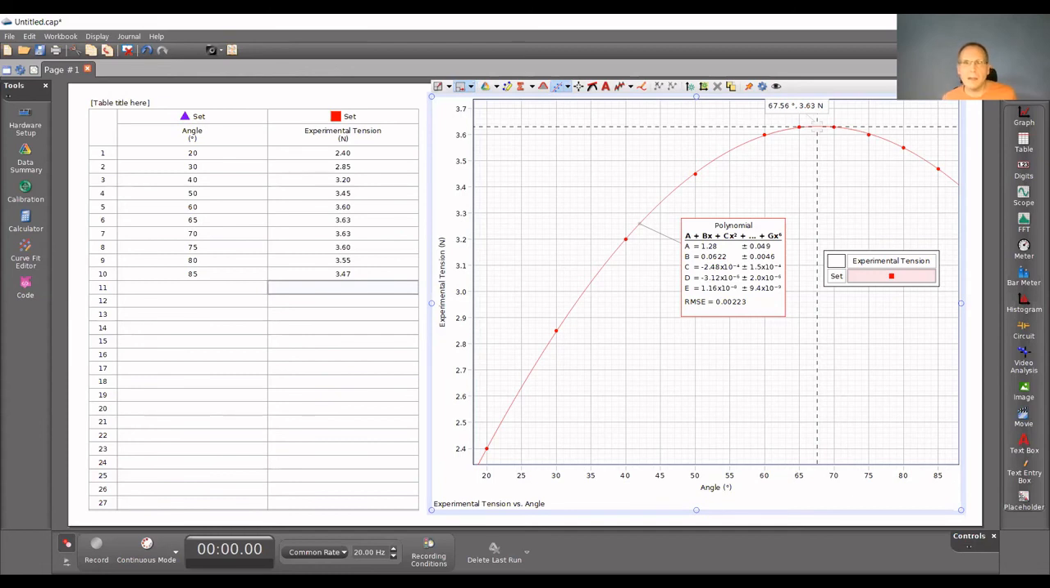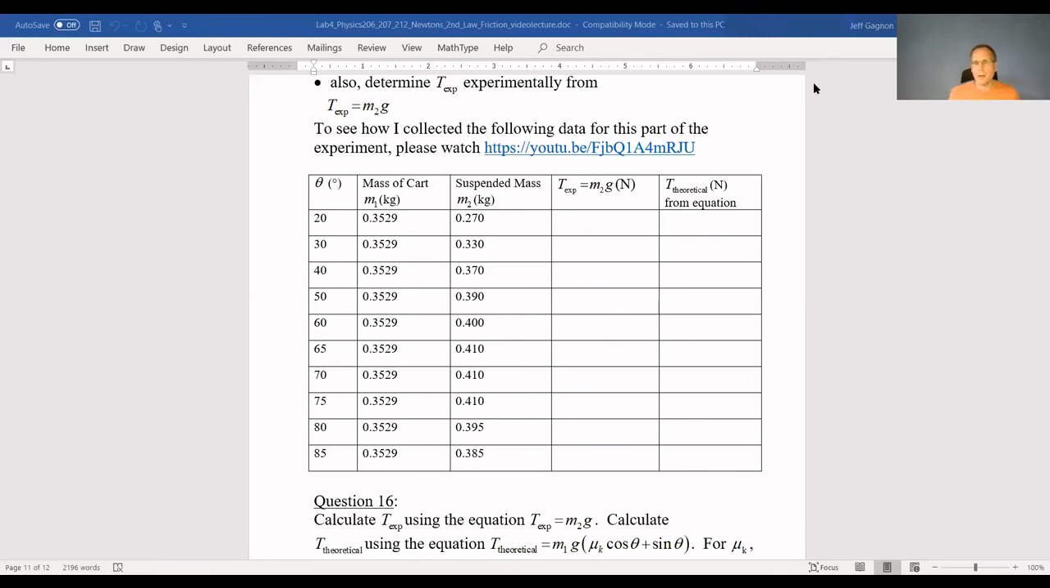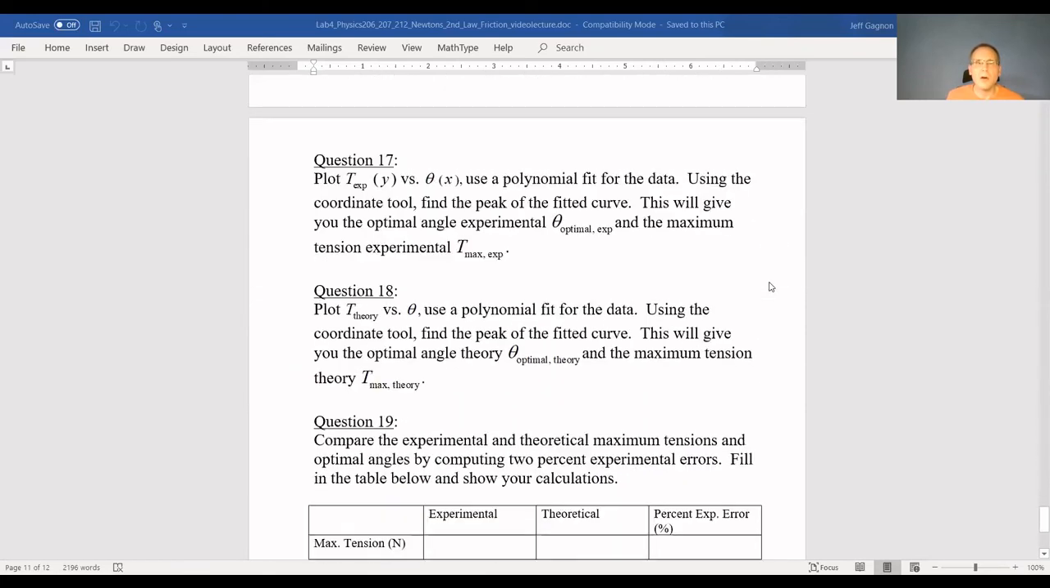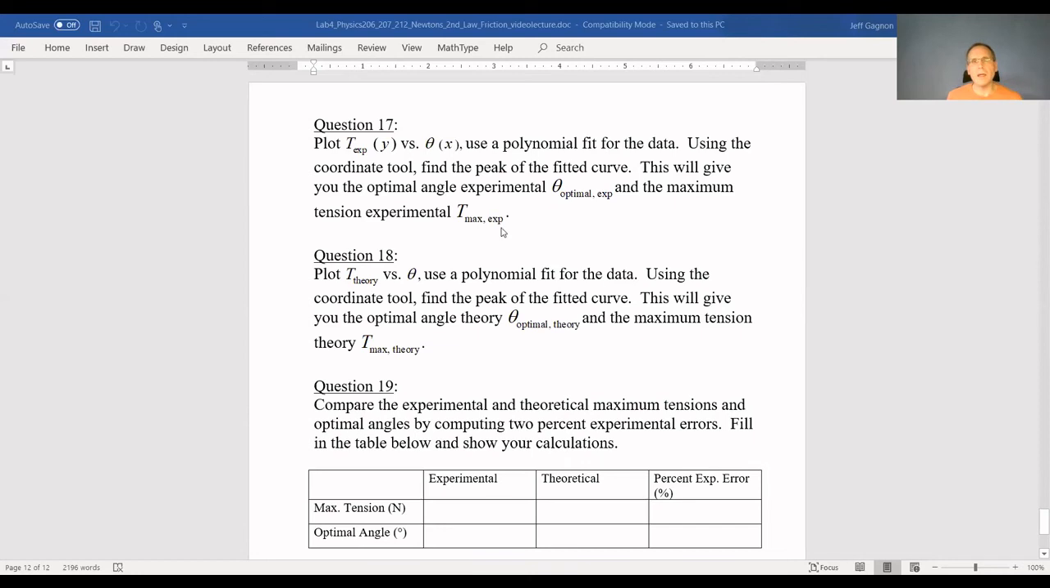All right, let me go back to the handout. Okay, so again, for both graphs, right, theta will be x, and then tension will be y. In the first graph, experimental tension will be y, and in the second graph, your theoretical tension will be y. So you want to locate, using the coordinate tool, the maximum experimental tension and then the optimal angle, and then do the same thing for the theoretical versus angle graph. Locate the maximum tension theory and the optimal angle theory.